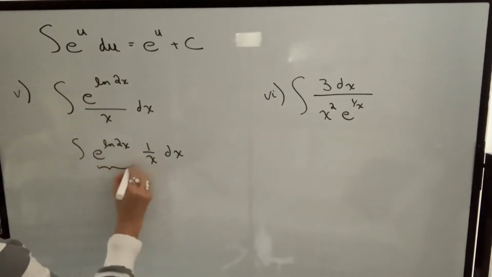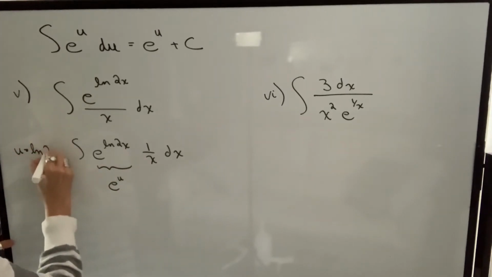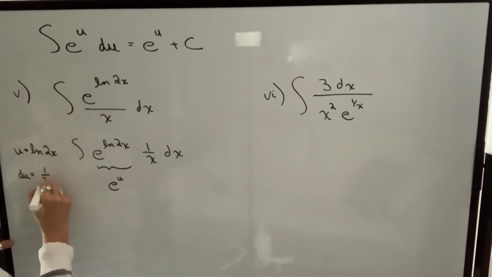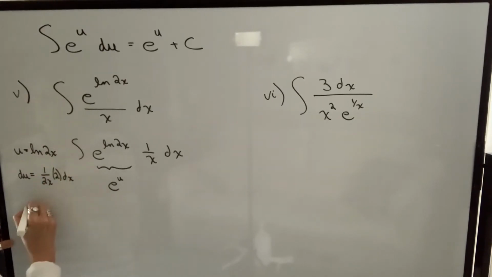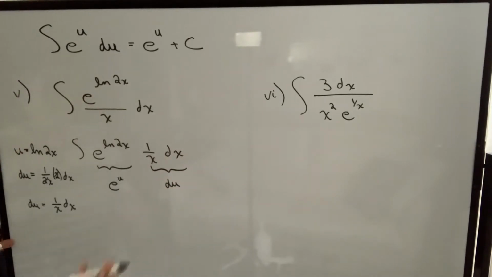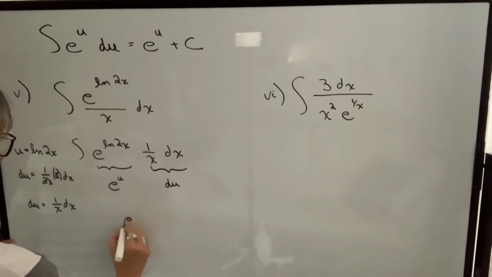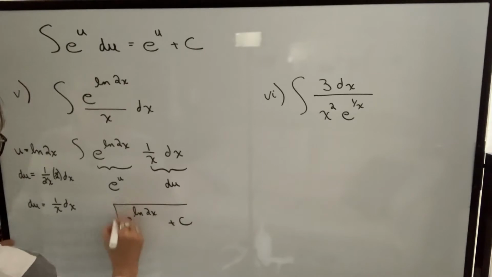So if this is my e to the u, my u will be natural log of 2x. And the du factor will be 1 over 2x times the derivative of 2x, which is 2 dx. So du, the 2's will cancel, will be 1 over x dx, which is what I have. No manipulation required, so I can integrate this using my pattern. It will simply be e to the natural log of 2x plus my constant of integration.